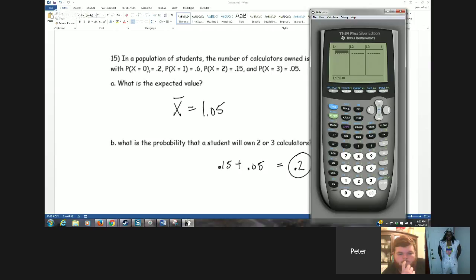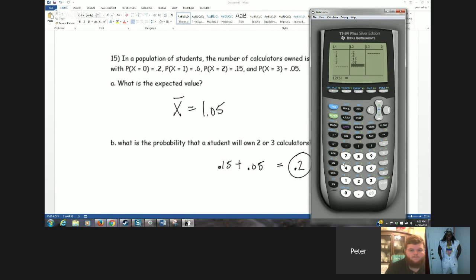Okay, so what I want to do is type in list 1: 0, 1, 2, and 3. And then in list 2, I want to type in the frequency, so the 0.2, the 0.6, the 0.15, and the 0.05.